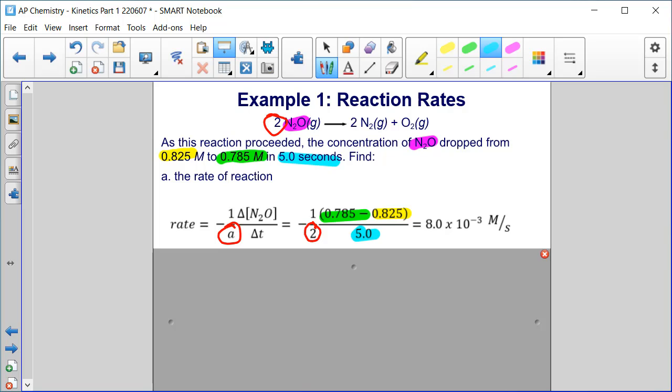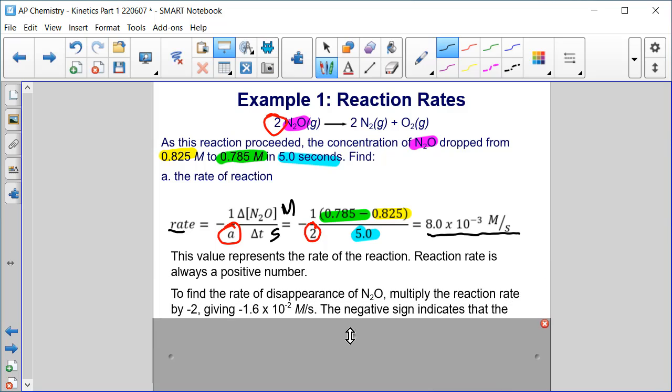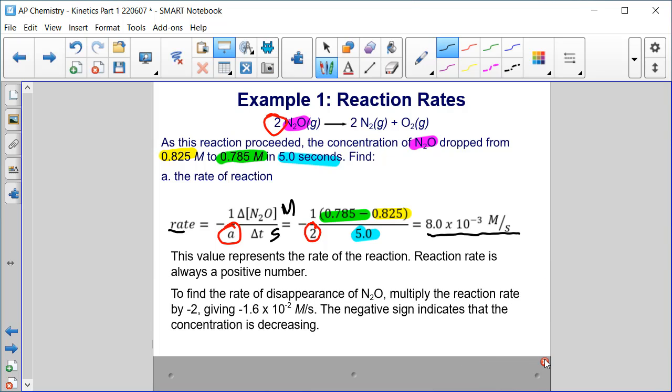Okay? And after performing that calculation, we get that the rate of the reaction is equal to 8.0 times 10 to the minus third molarity per second. So keeping in mind that these are units of concentration on the top, so these are units of molarity, and this is a unit of time on the bottom, so second, which is how we get molarity per second. Okay? So let's just analyze what this means real quick here. The value here, 8.0 times 10 to the minus third molarity per second, represents the overall rate of the reaction.